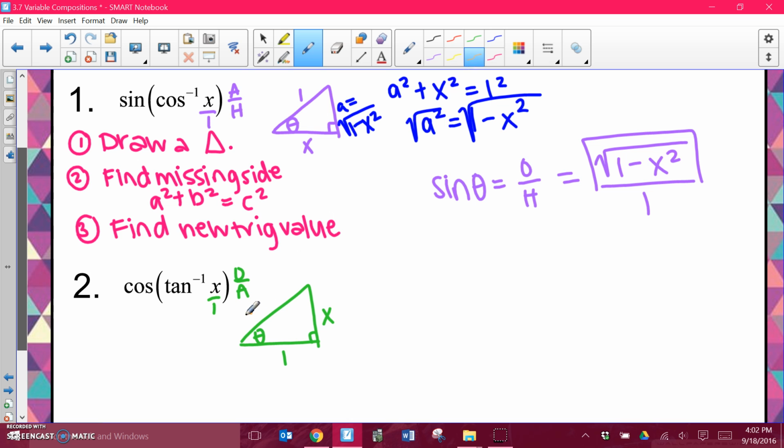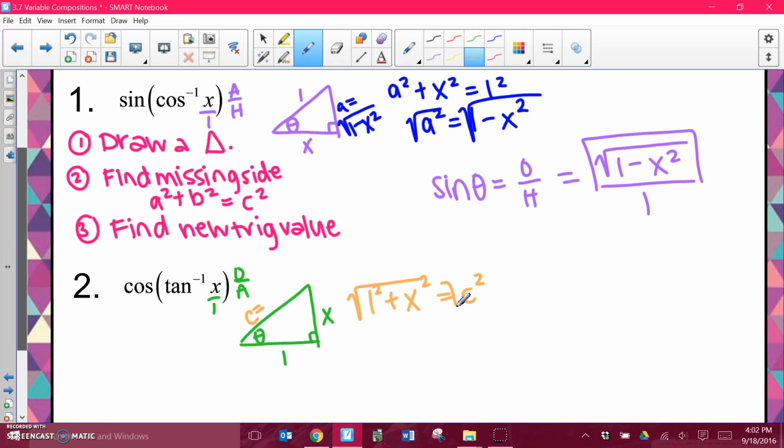And I'm going to call this one c because it is in fact the hypotenuse. So I'm going to have leg squared, 1 squared, plus the other leg squared, x squared, equal to c squared. And again, I'm trying to solve for c, not x. So this one's really nice.